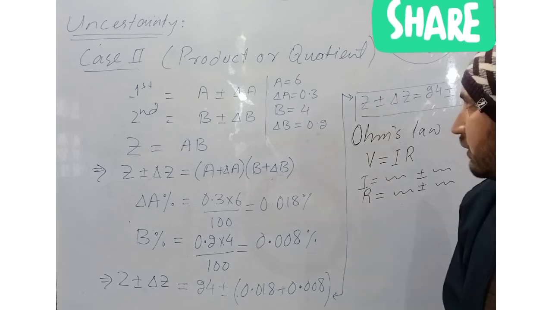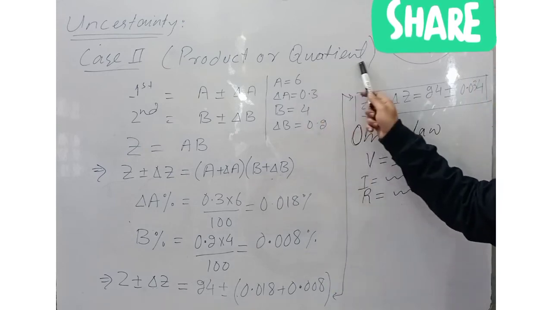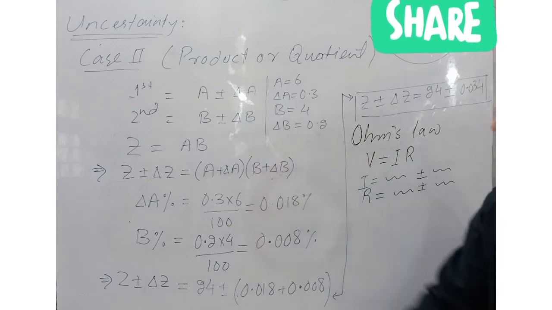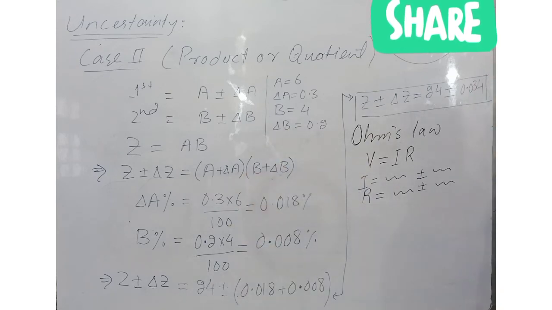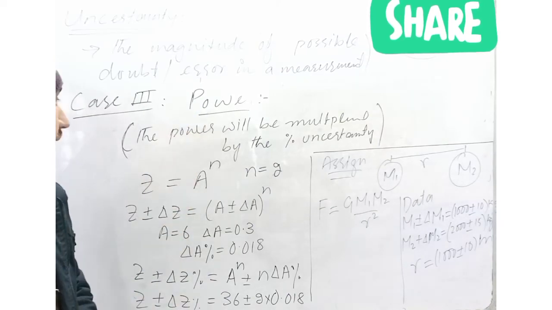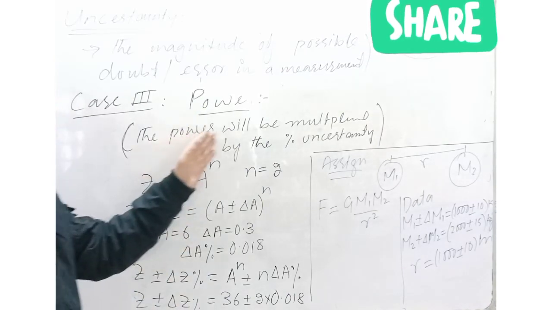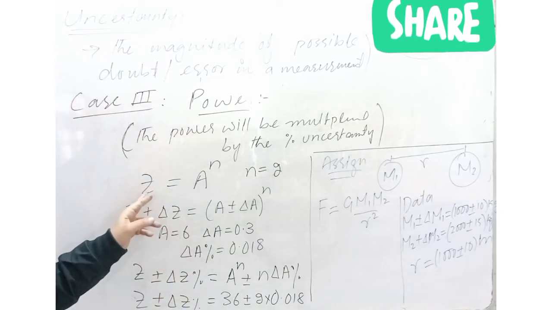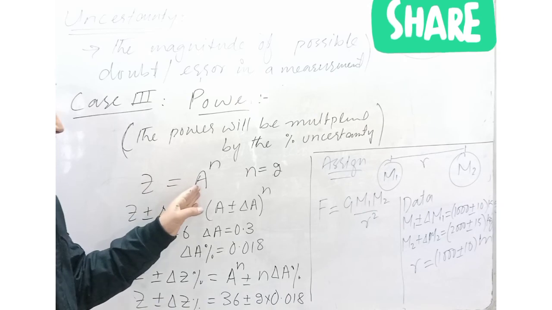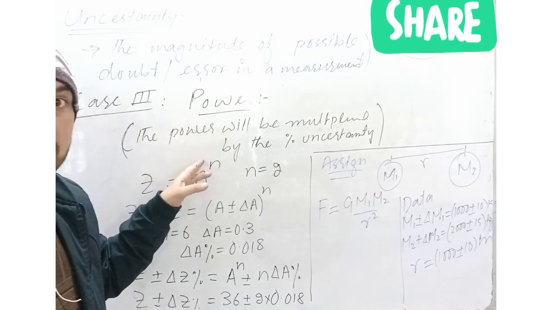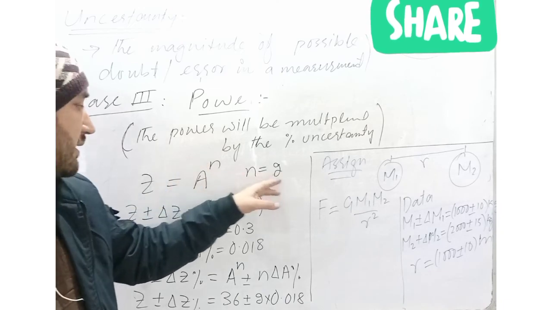Okay, so let's move on, and I hope that you can do the same for quotient, because you have to apply the same procedure. Only you have to divide the two physical quantities. The rest of the things remain the same. So the next case is for power. In case of power, the power will be multiplied by the percentage uncertainty. Let's take an example where a physical quantity is related with another physical quantity, so z is equal to a to the power n, and let's say n is equal to 2.